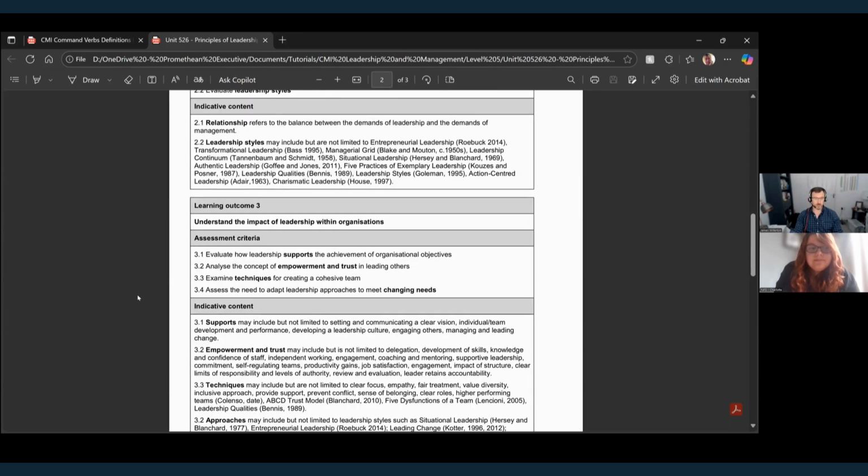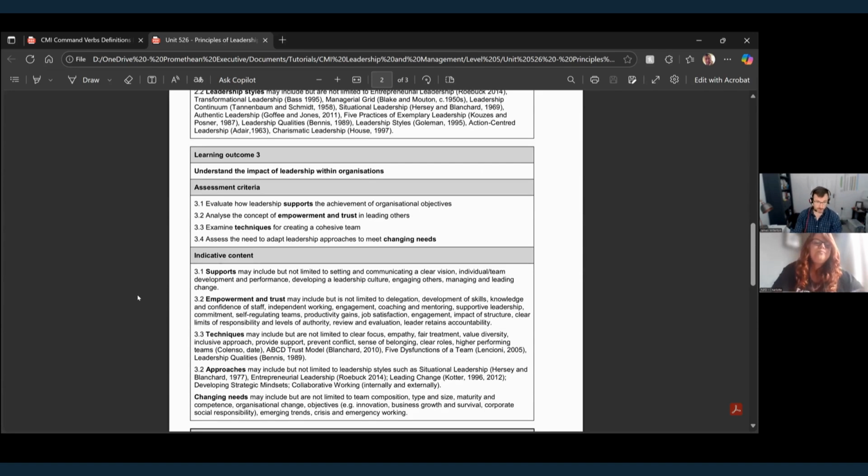Finally, we're going to move on to understanding the impact of leadership within organizations. We begin here with 3.1, evaluate how leadership supports the achievement of organizational objectives. Okay, so I think in terms of applying our definitions, you might want to just put out, for instance, what kind of organizational objectives might typically be. You might have some in your own organizations you could bring in here just to bring it to life a little bit and to make it applied, make it accessible.